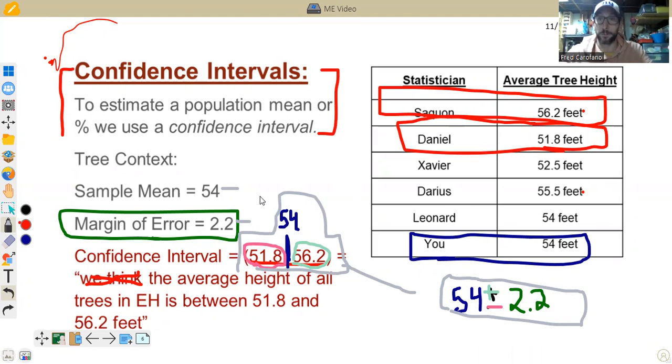So that's the idea, right? If we want to estimate a population mean, we start with the sample mean. We can't just use the sample mean because of sampling variability. So we take the sample mean, we add or subtract margin of error, and that gives us this interval estimate for the population mean or percentage, right? That's the general idea. We're not going to have to learn how to calculate margin of error in this class. It's going to be given to us.